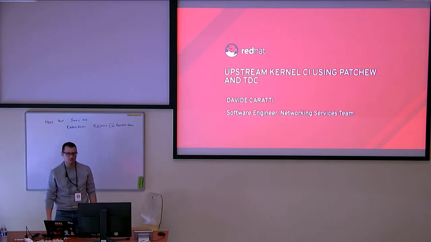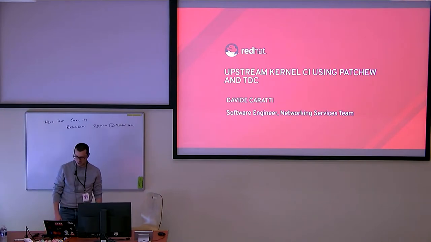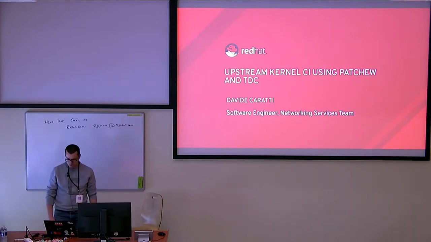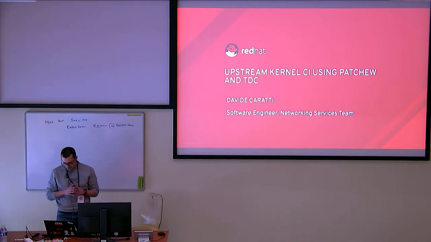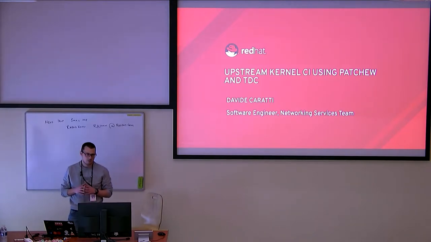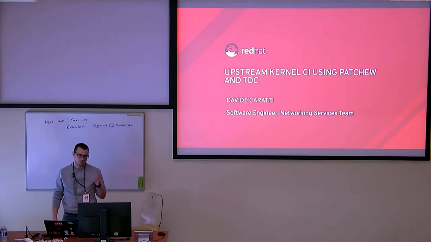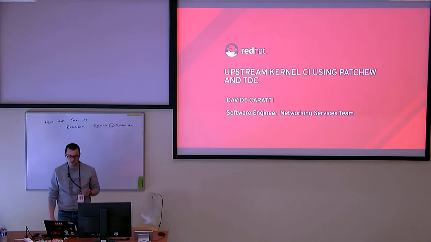My name is Davide Caratti and I work for Red Hat in the networking services team, and I'm based in Milan. My work is mostly focused on Red Hat Enterprise Linux. Today I want to share with you step by step where I'm at with the attempts of putting continuous integration in TC. I assume most of you know what TC is. It is a component in the Linux kernel that implements traffic schedulers, packet classification, and packet mangling.